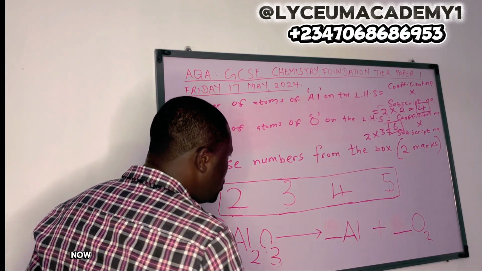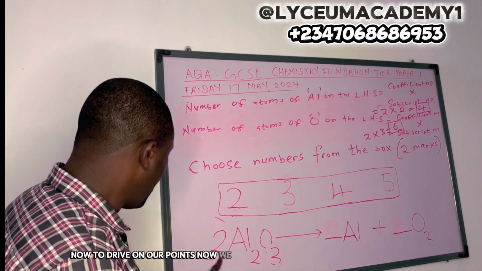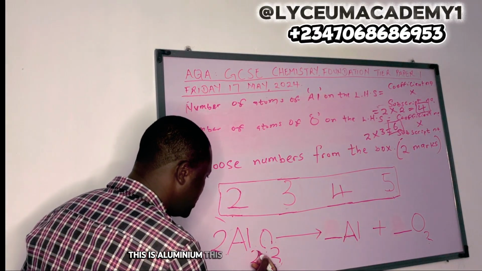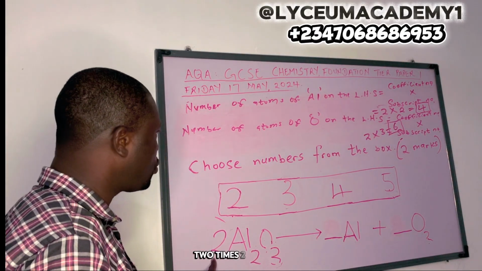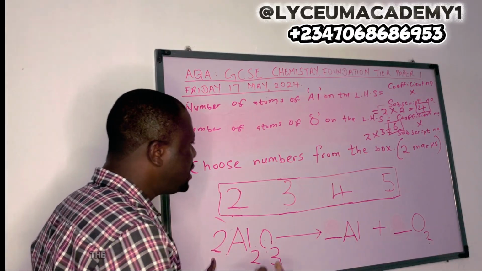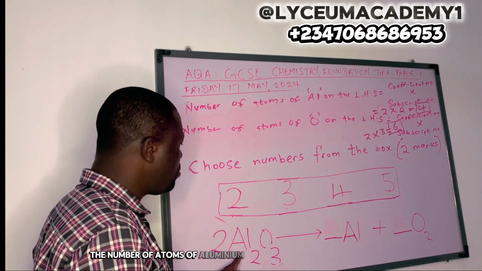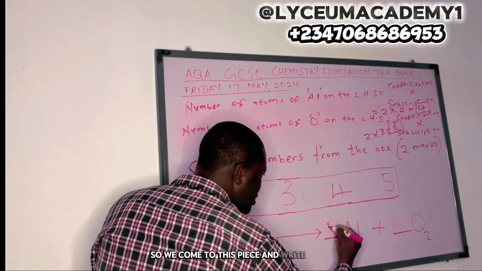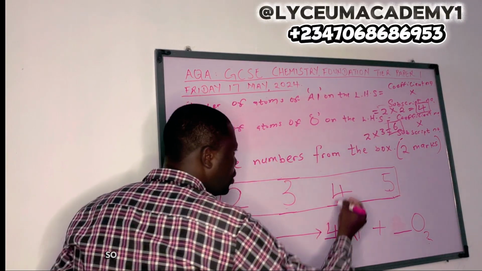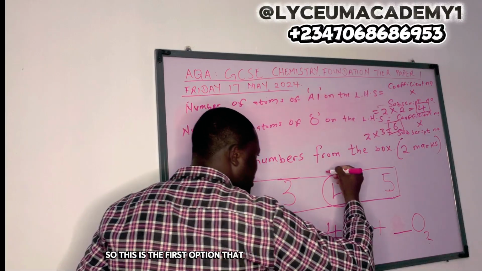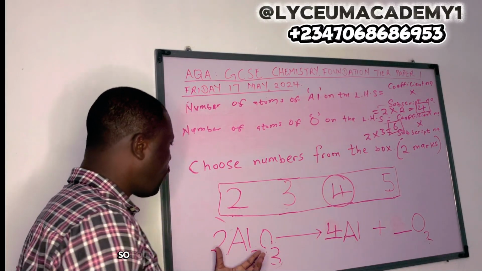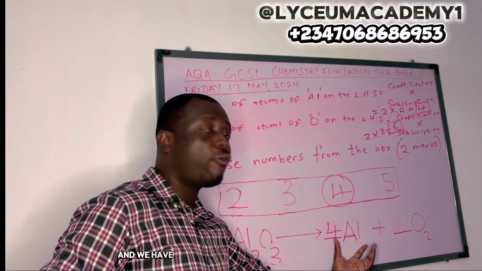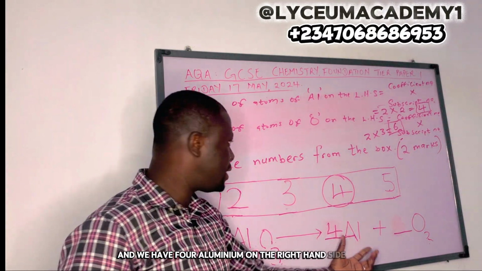Now, to drive home our points, we can do the mathematics again. This is aluminium, this is 2 that is written here. 2 times 2, 4. Meaning the number of atoms of aluminium on the left-hand side is 4. So we come to this place and write 4. So this is the first option that is correct for aluminium. So 4 aluminium atoms are on the left-hand side and we have 4 aluminium on the right-hand side.